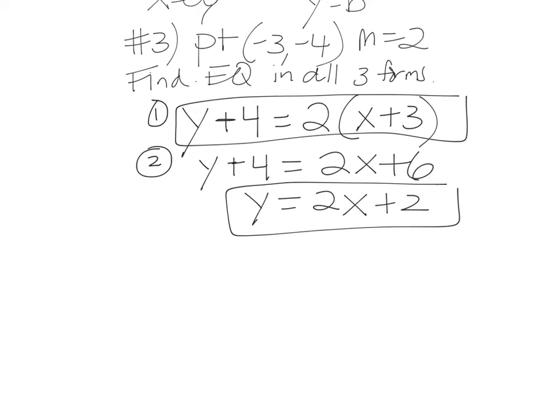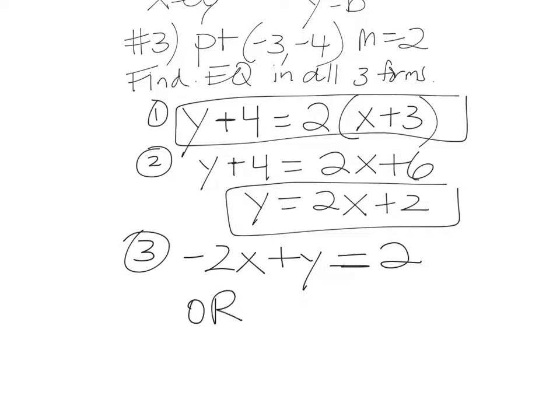And then finally, our third form would be general or standard form, where I would subtract 2x over. And I'm okay with this answer. Sometimes the book doesn't like you to have a negative leading term, like they want you to make x positive. If so, that's fine. You would write 2x minus y equals -2. Now, if there are fractions at this point, you would have to multiply everything through by the least common denominator and get rid of the fractions. This case had no fractions.